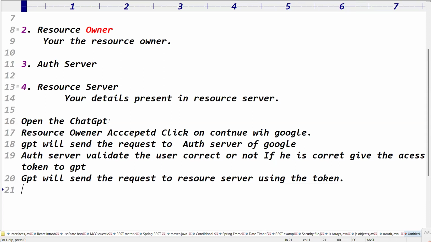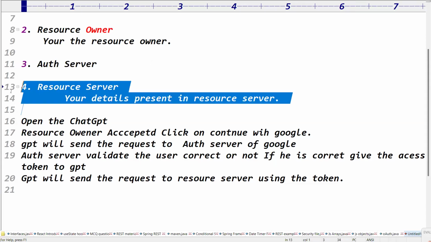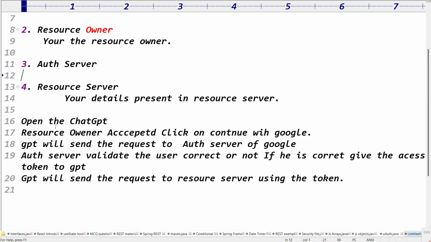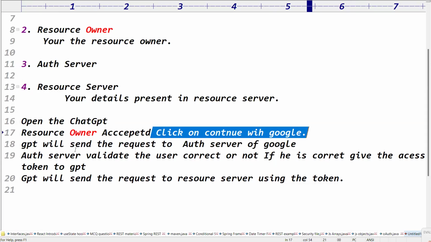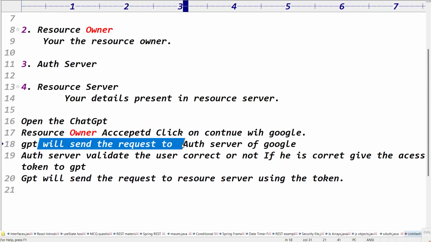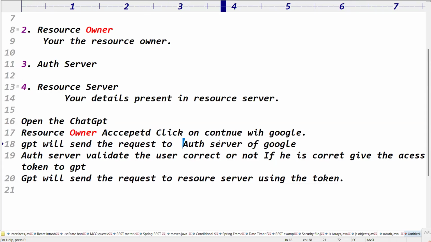But in the background, this much process happens generally. You should first of all have clarity about the terms. What is a client? Who is the resource owner? What is the auth server? What is the resource server? Resource server, open what? ChatGPT. Resource owner means what? You are the resource owner. You click on what? Accept. Click on continue with what? Google. ChatGPT will send the request to what? The auth server. ChatGPT sends the request directly to the auth server. The auth server will validate whether you are a valid user or not. If he is a valid user, it then gives the details, right? Okay.